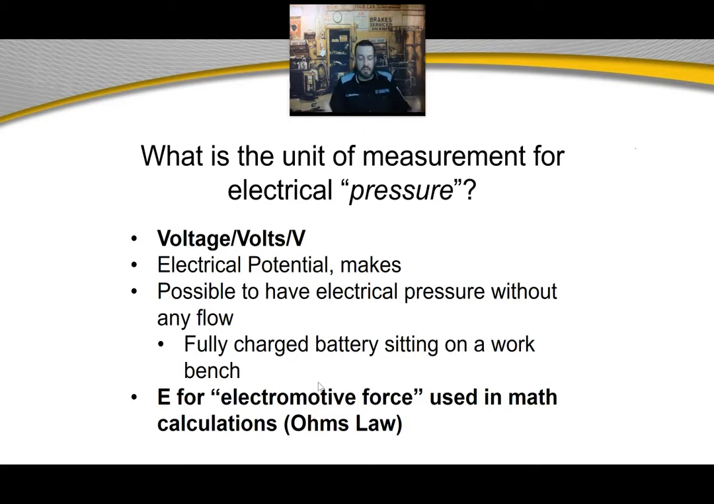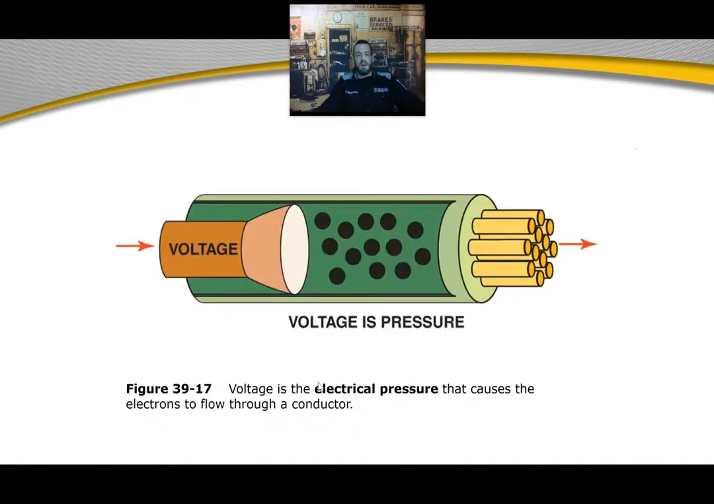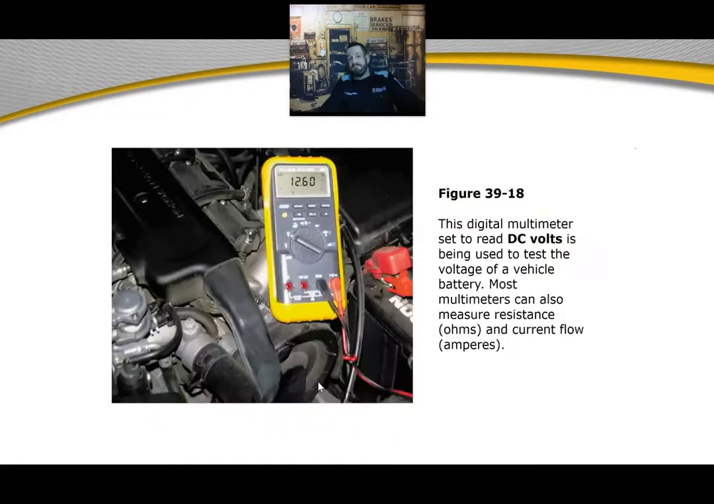So you can have a battery, fully charged, 12.6 volts, full of potential, sitting on the bench. There's no flow, right? But it is charged. It's the pressure. It's got 12.6 volts ready to power up that car. Voltage is pressure.